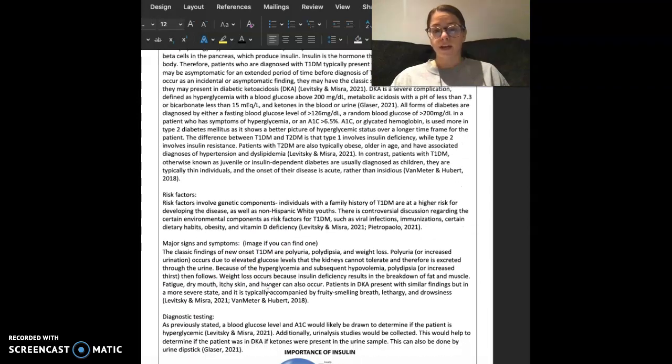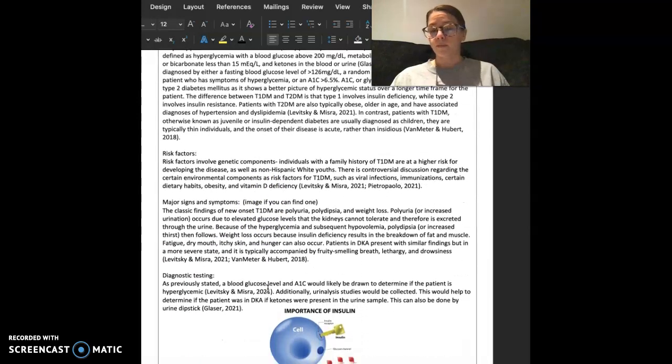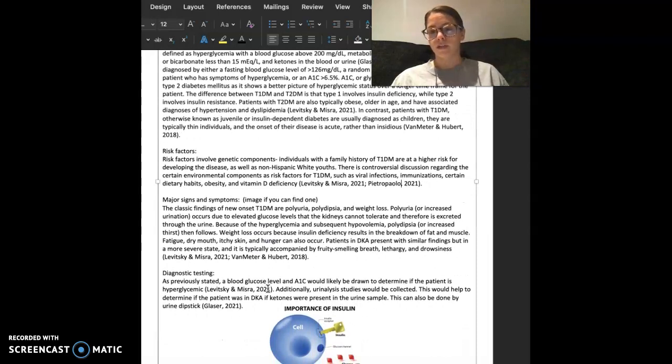So some risk factors involve genetic components, so individuals with a family history of type 1 are at a higher risk of developing the disease, as well as non-Hispanic white youths. There is controversial discussion regarding certain environmental components as risk factors for type 1, such as viral infections, immunization, certain dietary habits, obesity, and vitamin D deficiency.